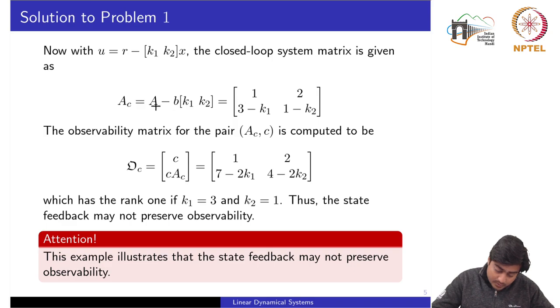Substituting the corresponding values of A and B, and taking K1, K2 as the parameters, we computed the observability matrix of the closed loop system in terms of K1 and K2. Now if we put K1 equal to 3 and K2 equal to 1, we get 1 and 2 respectively. It is straightforward to see that the rank of this observability matrix is not 2 but 1, meaning the system is not observable under the state feedback.